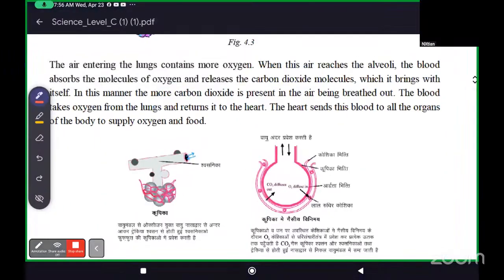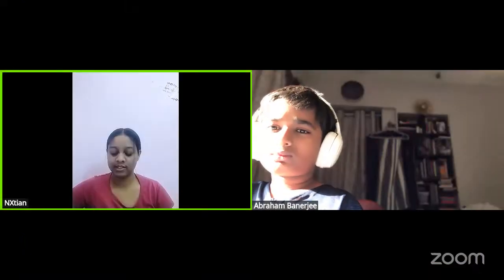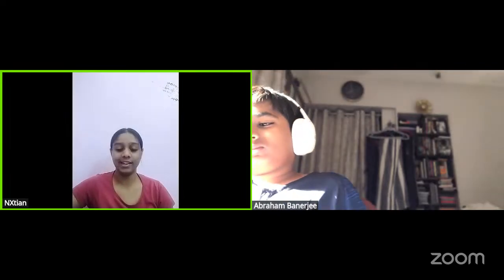Understood how the gaseous exchange takes place at the alveoli. I'll show you its diagram as well. Okay. 1 second. Diagram in English, of course.